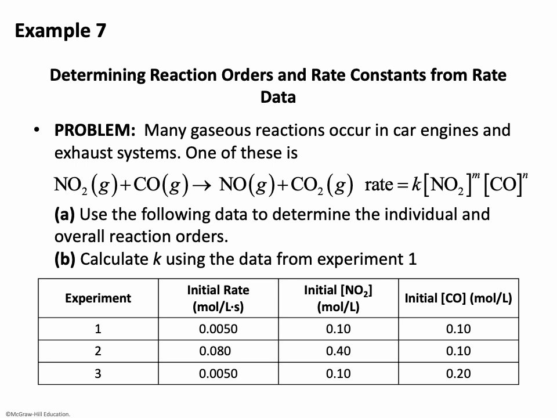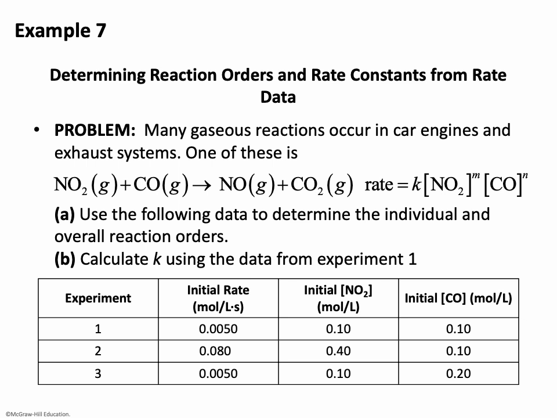Many gaseous reactions occur in car engines and exhaust systems. One of these is this. Rate is equal to k [NO2]^m [CO]^n. These are the 3 experiments given to you. Use the following data to determine individual and overall reaction order. So 3 experiments are given.